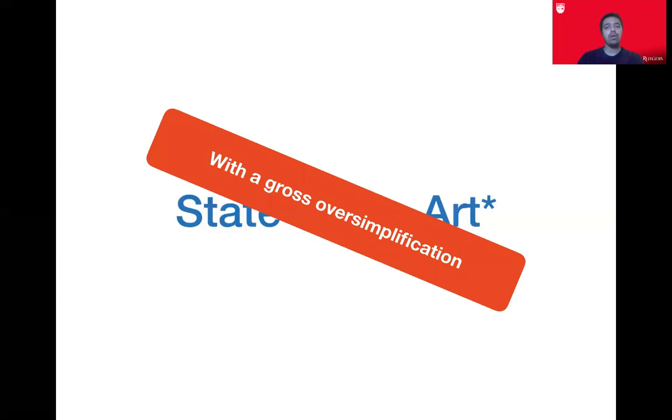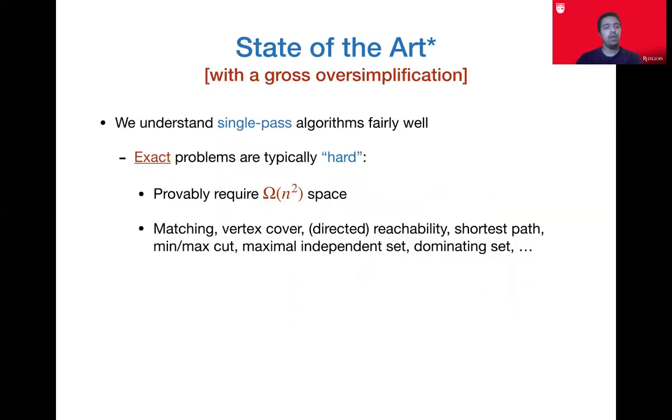Okay, so now that I've told you about the history of this model and the definitions, let me tell you about the state of the art. And there is a big asterisk here. I'm going to do a bit of lying and a lot of oversimplification to tell you the story with respect to our paper. With that caveat, I guess it's fair to say that for single-pass algorithms, we have a relatively good understanding of what is happening.